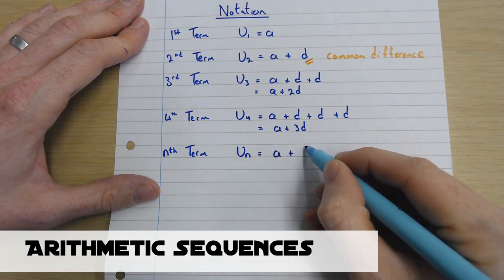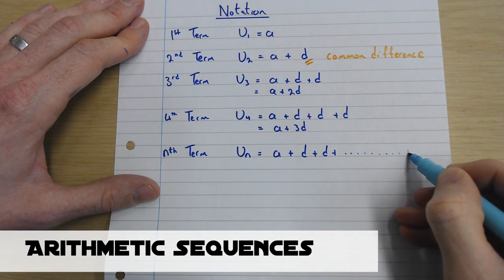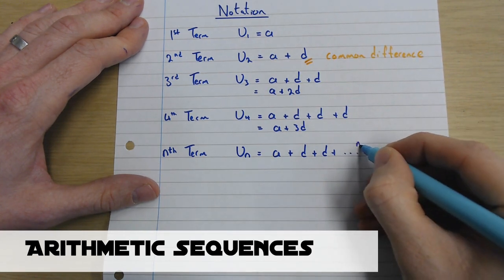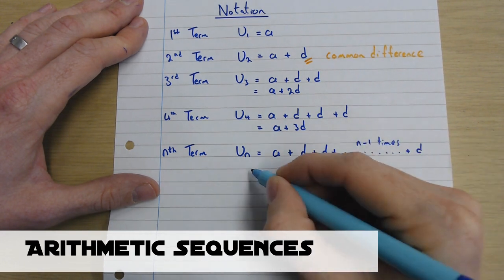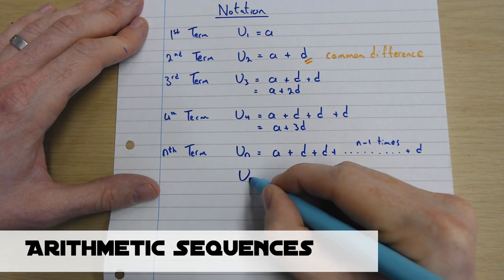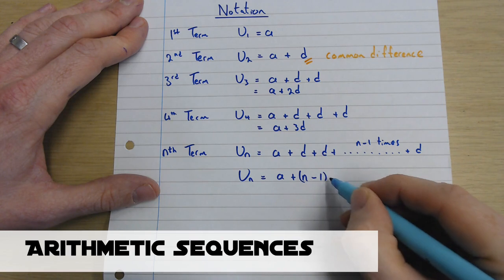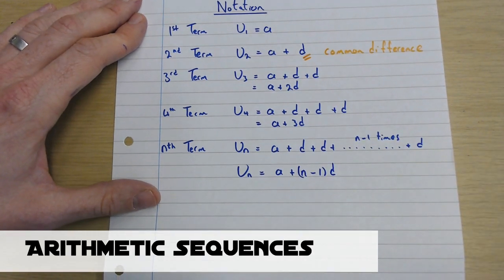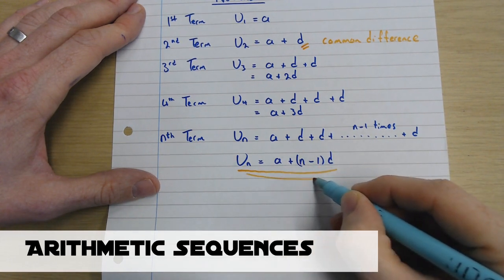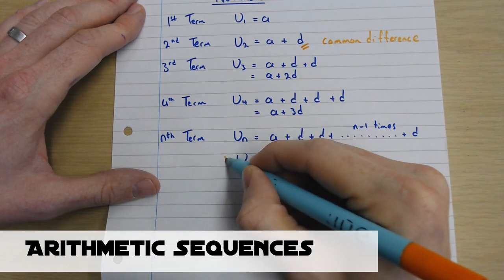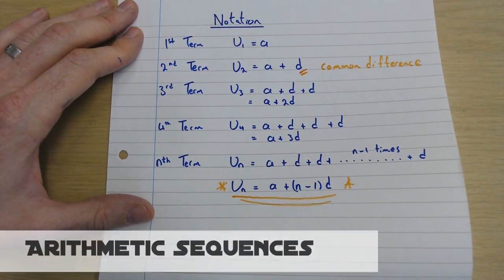So the nth term is going to be A plus D plus all the way up to D, and there are going to be n minus 1 Ds. Now we can simplify that into a very easy formula by writing A plus n minus 1 Ds. So A plus (n minus 1) in a bracket times D. This is our nth term. You need to know this both in your GCSE and in your A-level. Memorize it and learn how to use it. It is very important.